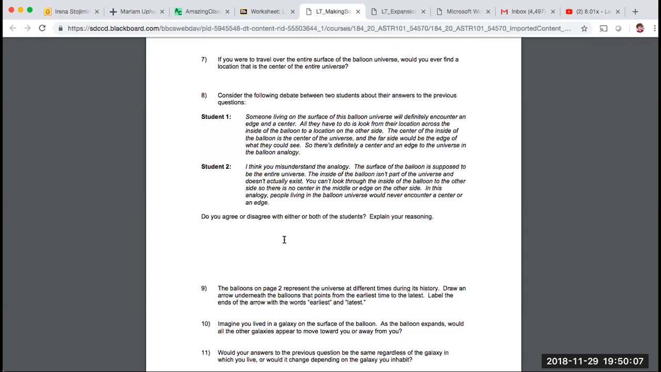Whatever galaxy you moved yourself to, not just galaxy A, but B, C, D, E, you look at the universe, you observe exactly the same. Everything moves away from you. So there is no central point, right? A unique point from which everything moves away. Everything moves away from every single point in the universe. Does that make sense? Yes. Good. Okay, student 1 or 2.